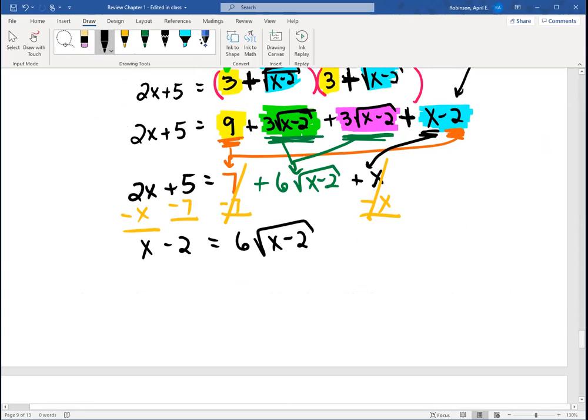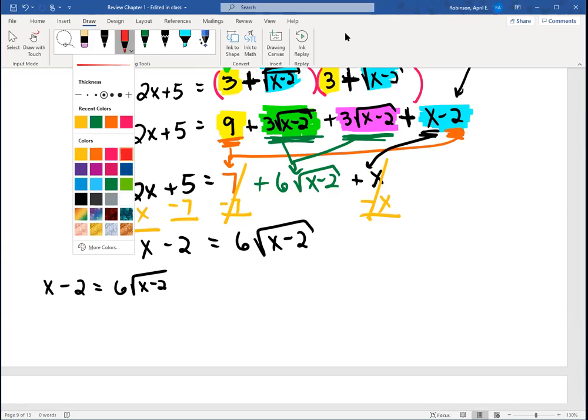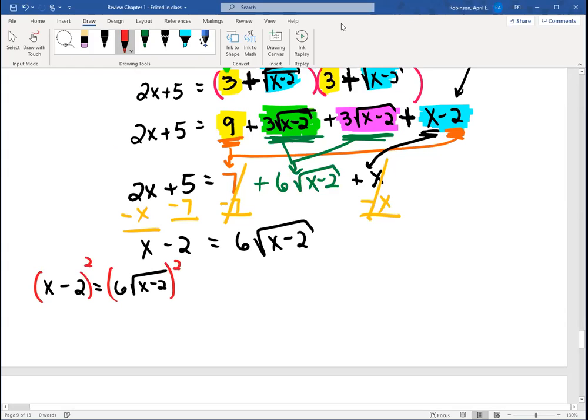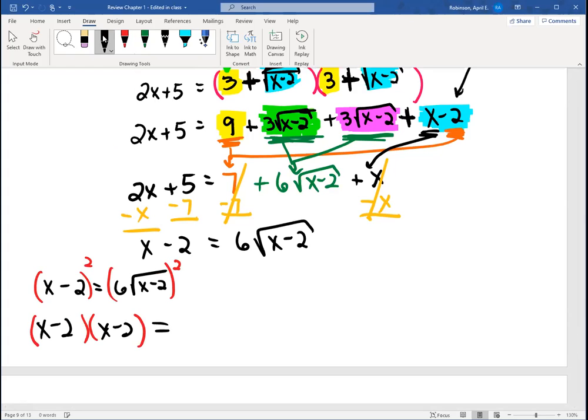And my next step is going to be, I'm going to move over here to the left. I'm going to take the x minus 2 on the left and the 6 times the square root of x minus 2 on the right. And I am going to square both sides. So that means on the left, I'm going to have an x minus 2 times another x minus 2. And then on the right, I'm going to have 6 times the square root of x minus 2 times a 6 times the square root of x minus 2. Now, the left side, those are 2 binomials because there's 2 terms, x and minus 2. But on the right side, those are not binomials. That is 4 things multiplied together.